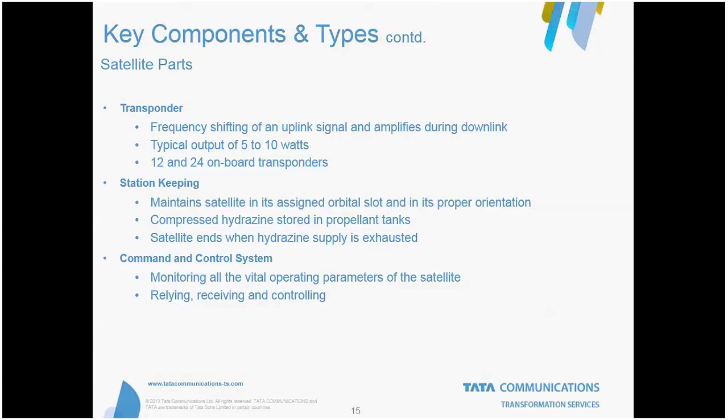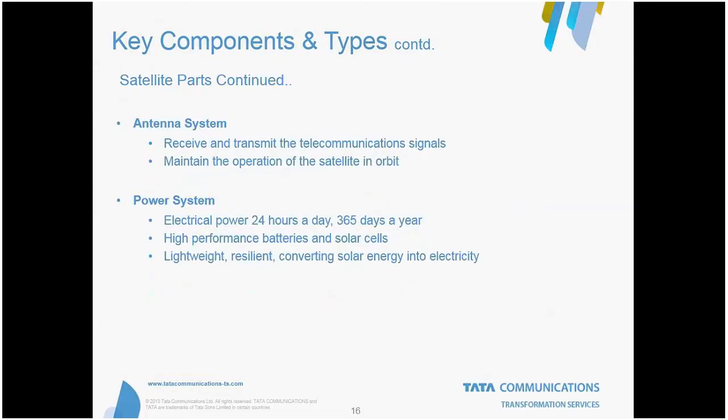Command and control system. Talking in our telecom terms, it means OMC or operation maintenance control. So this monitors the vital parameters of the satellite, relaying, receiving and controlling of the entire satellite. Antenna system, receiving and transmitting the signals. And power system, we have high performance batteries like nickel hydrogen, which can have efficiency up to 30%.